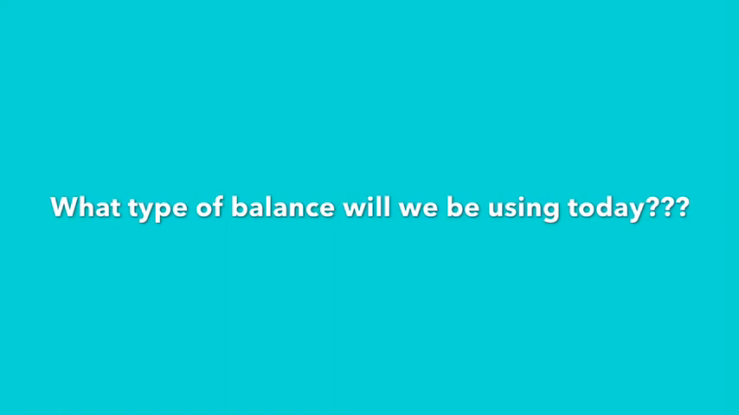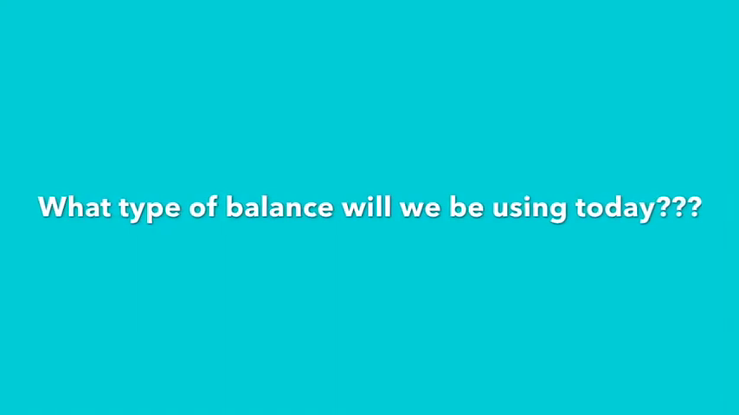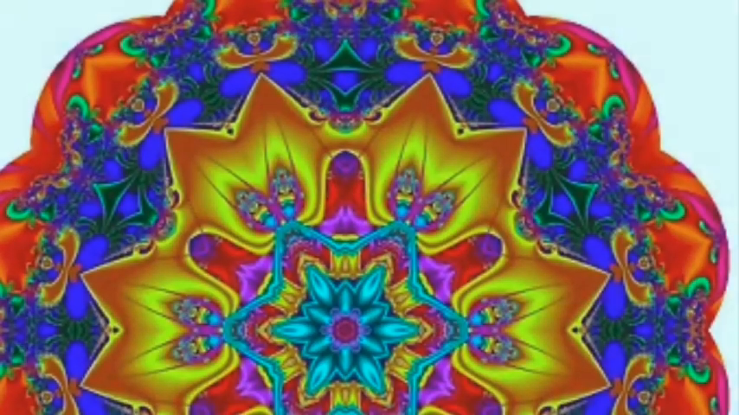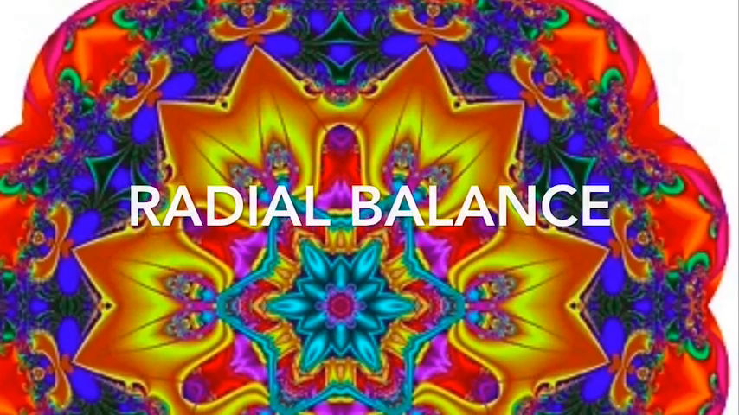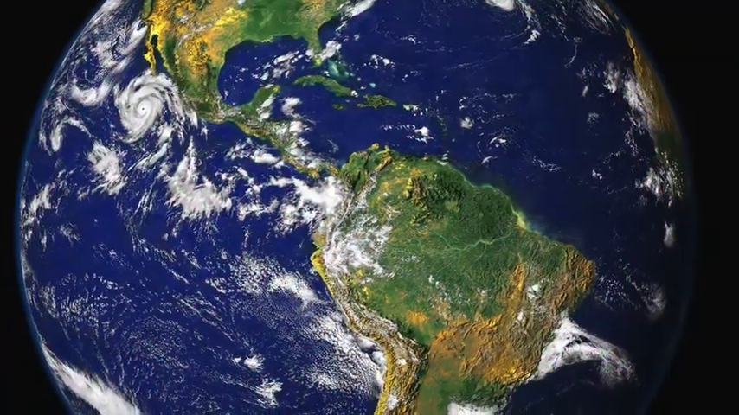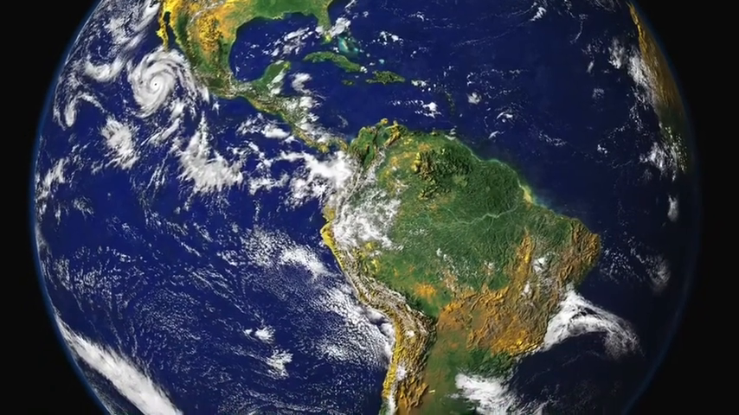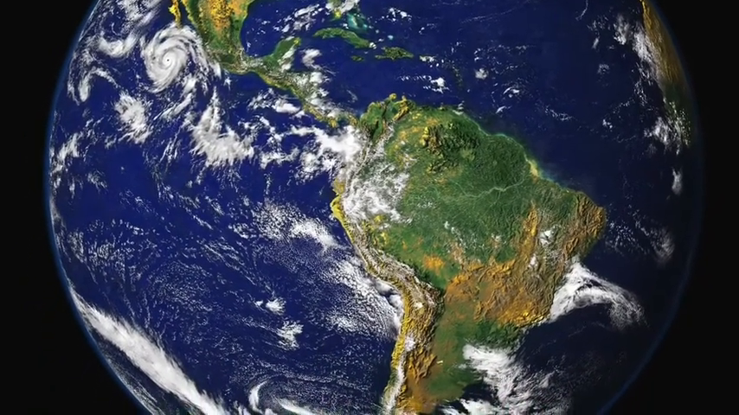We will be using radial balance for our mandalas today. You will start from the center of your circle and work your way outward, similar to a spiral. Mandala is a Sanskrit word for sacred container or circle.